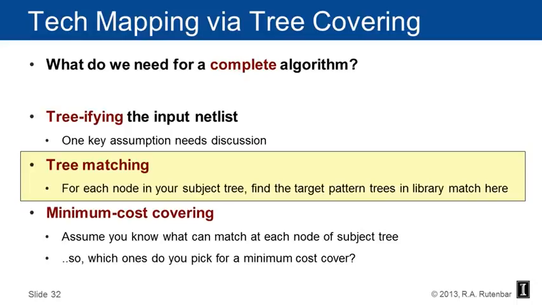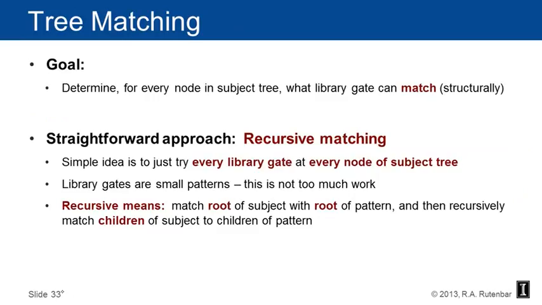The next step in the process is, how do I figure out where and how the elements in my technology library actually match inside my larger subject tree? So let's go talk about that. That's the tree matching problem. So what's the goal? The goal is to determine for every node in the subject tree what library gate or gates can match there structurally. Again, black circles on black circles, white circles on white circles, input boxes anywhere.